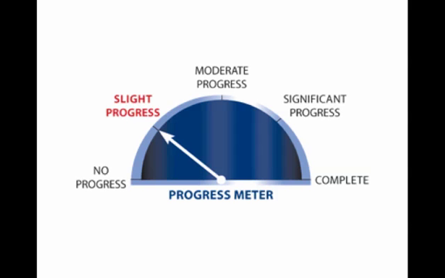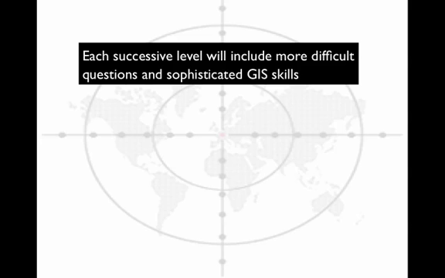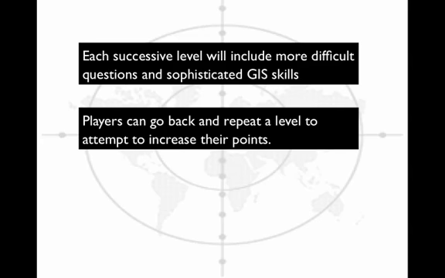And so while you're at a certain location, you can have some type of progress meter that's going to tell you how far you are within that location. So if we're in London and we answer maybe one question, we might tick forward to slight progress, second question moderate, and then we'll complete the task in London, recover the stolen artifact, and then receive the clues to the next city for the stolen artifact. Now, like I said earlier, each level will include more difficult questions and sophisticated GIS skills. Players can go back, however, and repeat a level if they want to increase their points.